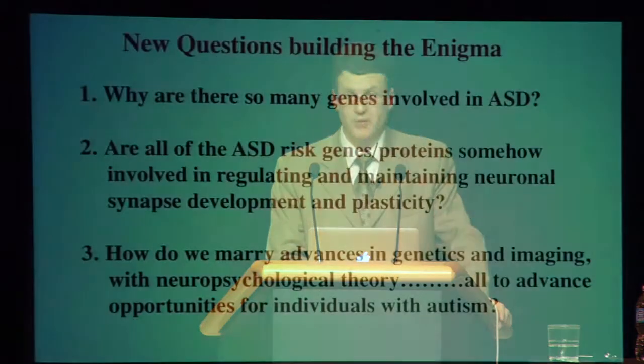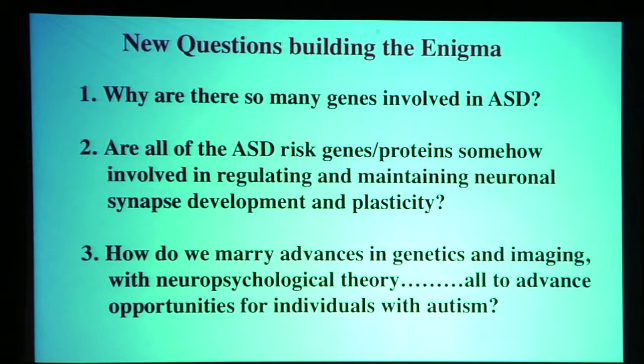I've listed just a few of the big questions that I think about most and that our laboratory will be pursuing in the next few years. There are many others, and I am sure some of these will come up in the panel discussion. So on my list is, why are there so many genes involved in autism? Are all of the ASD risk genes and proteins somehow involved in regulating and maintaining the neuronal synapse during development and plasticity? So perhaps we can come up with a unifying model by following this hypothesis. How do we marry advances in genetics and imaging with neuropsychological theory, all to advance opportunities for individuals with autism?